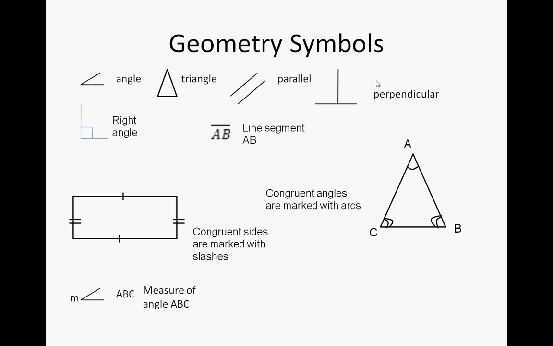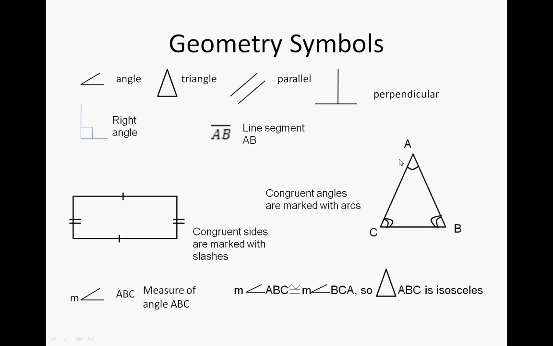Now that we have all of these symbols, we can write almost an entire sentence with just geometry symbols. We can say the measure of angle ABC is congruent to the measure of angle BCA, so triangle ABC is isosceles. And I want you to notice a couple things. This symbol means congruent. It means they have the same measure. This symbol means triangle, and then we name it. So we have triangle ABC.